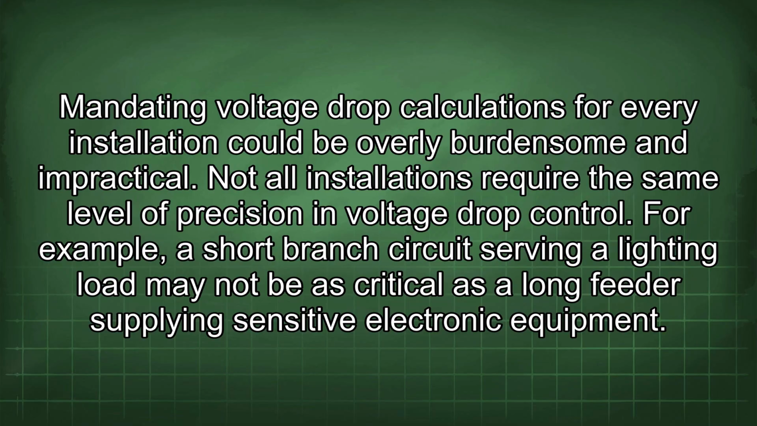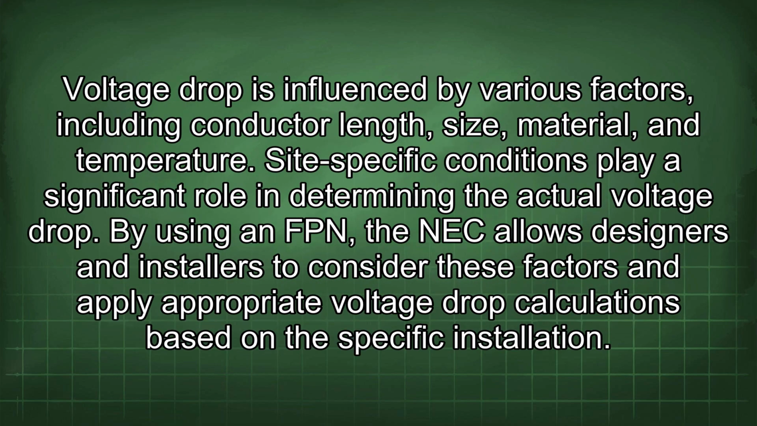Not all installations require the same level of precision in voltage drop control. For example, a short branch circuit serving a lighting load may not be as critical as a long feeder supplying sensitive electronic equipment. Voltage drop is influenced by various factors, including conductor length, size, material, and temperature.